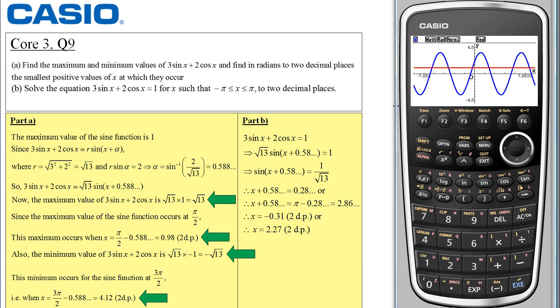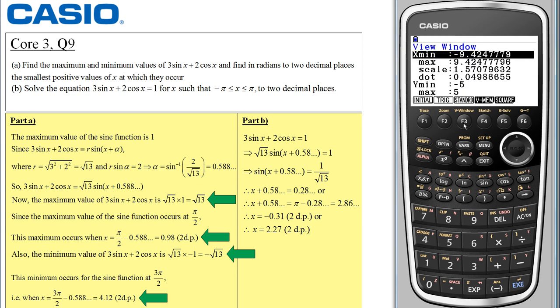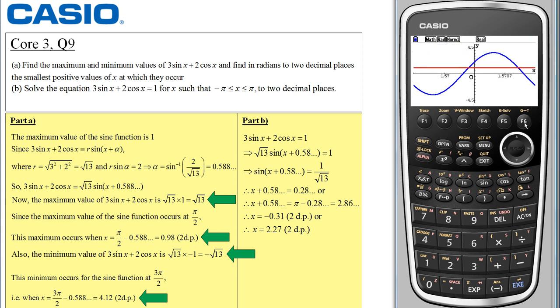I need to consider them in the range minus pi to pi. So if I go to V window and change the x minimum to minus pi and the x maximum to pi, this will give me the required set for x. Okay, and if I select execute and draw, the values should be here and here.